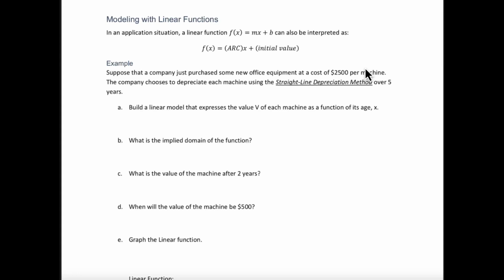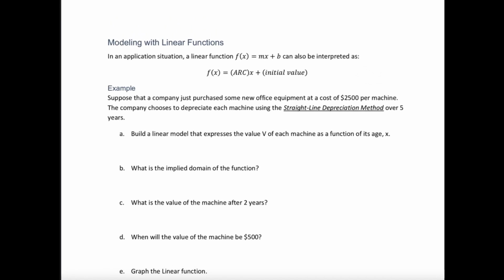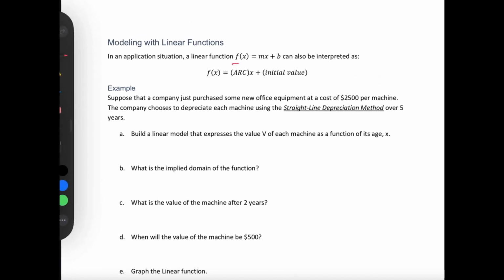In this video, we're looking at an example of modeling a scenario with a linear function. And what we'll notice first is that there is another way we can consider our linear function, which we normally think of as y equals mx plus b, when we're trying to fit a real world scenario into a linear function or find a linear function that models a scenario. It's sometimes easier to think about the slope as being the average rate of change, or how the function is changing, and the y-intercept as being the initial value, or where the value of the function basically starts.